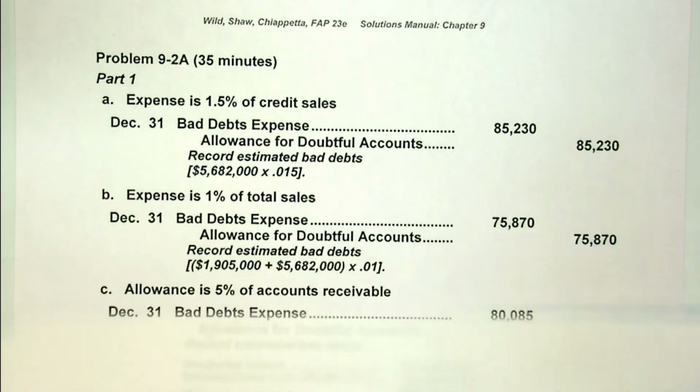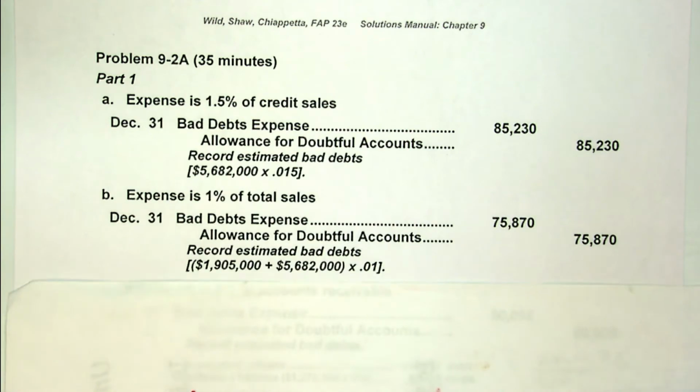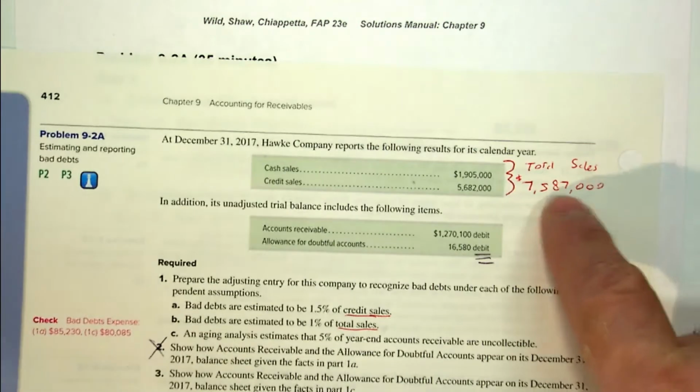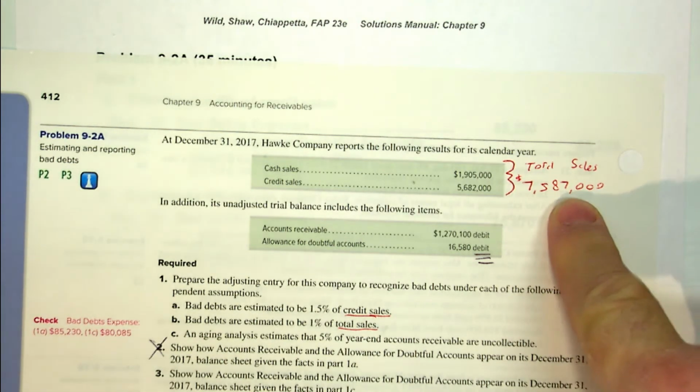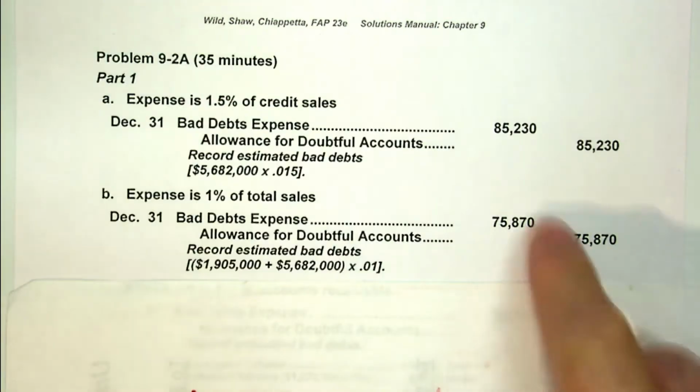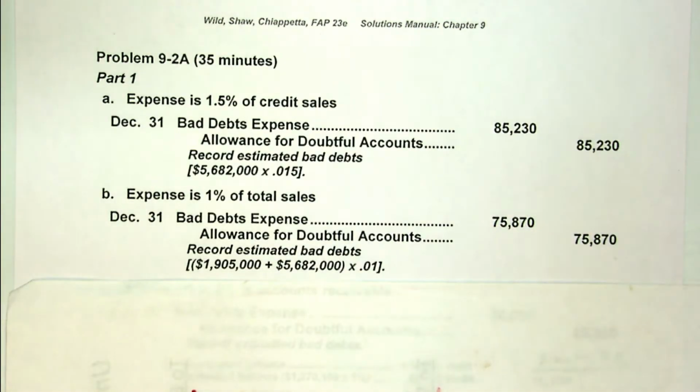Okay, part B, we're doing 1% of total sales, right? Now, I told you total sales is this number right here, 7,587,000. So 1% of that is 7,580. Whether it's a percent of credit sales or a percent of total sales, you don't have to do a T account analysis. Students always struggle with when they do that T account analysis and when they don't. Percentage of sales, you don't have to do it. Okay, questions?